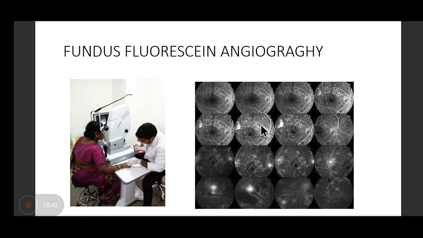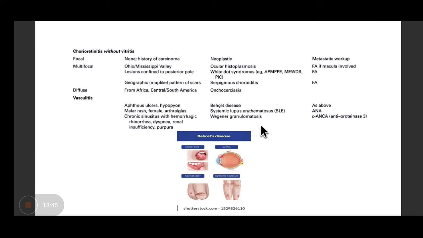Then chorioretinitis without vitritis is also focal, multifocal, or diffuse. Focal is usually neoplastic, so you have to do a metastatic workup. Others are mostly multifocal, mostly seen in the West, but commonly seen in India also nowadays. Serpiginous choroiditis, white dot syndrome: mostly fundus fluorescein angiography is the main investigation that you will do in such patients. Also, you can do autofluorescence, which is mostly the black and white photograph of the fundus.